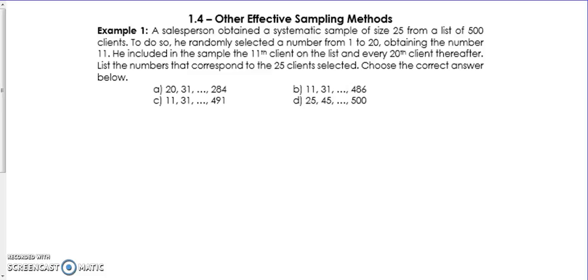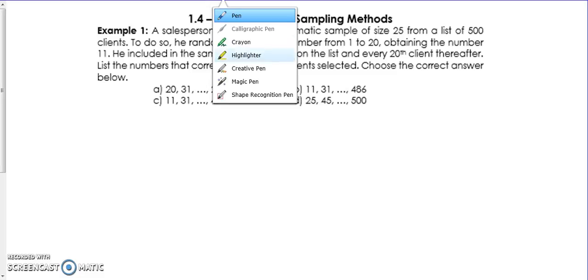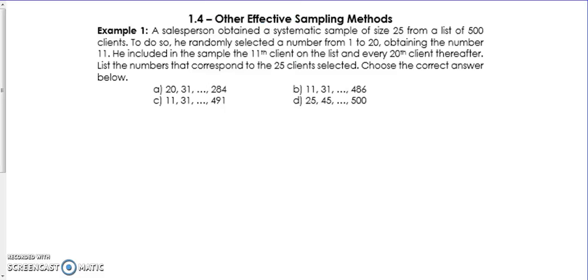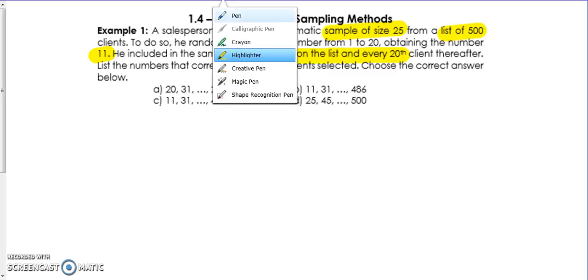So, I want to find or point out the important information in the problem first. So we have a sample of size 25, a list of 500. He obtained the number 11. So he included in the sample the 11th client on the list and every 20th client thereafter. So let's obtain our list.